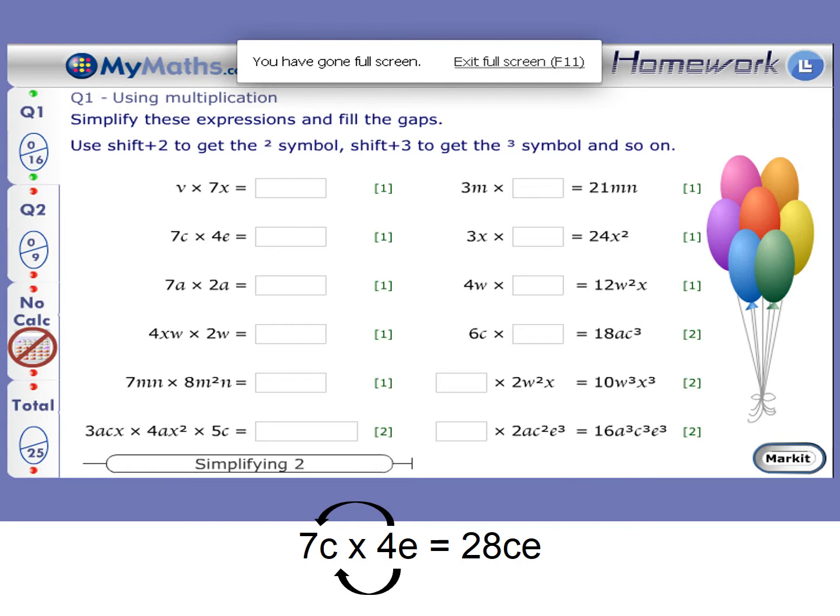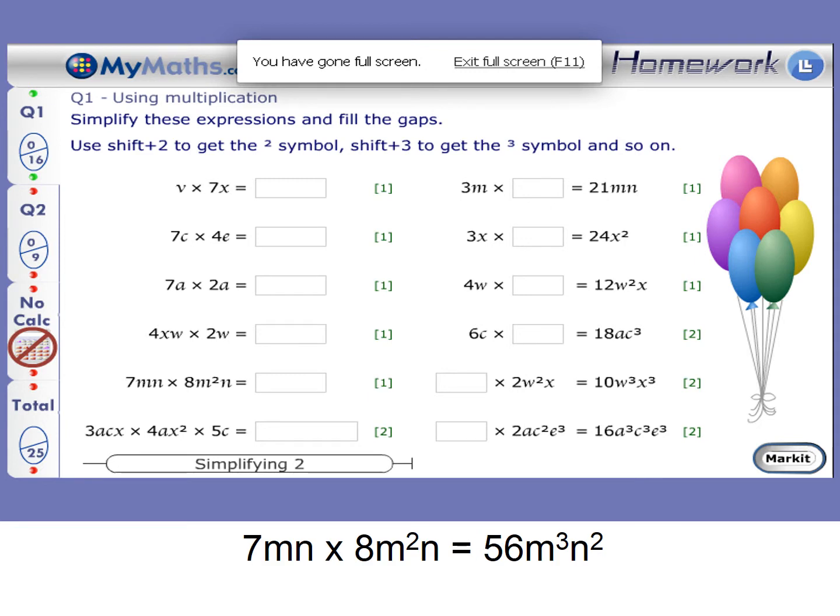So we've got to have CE because we've got 1C on one side, we've got 1E on one side, so we've got to have 1C, 1E on the other side. Next one, 7 times 2 is 14. But I've got 2 A's on the left-hand side, I've got to have 2 A's on the right-hand side. We don't write it as AA, we write it as A squared. If we had 3 A's on one side, we'd need 3 A's on the other, and we'd write that as A cubed.